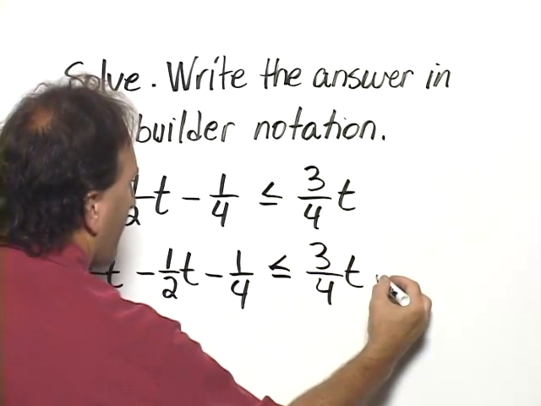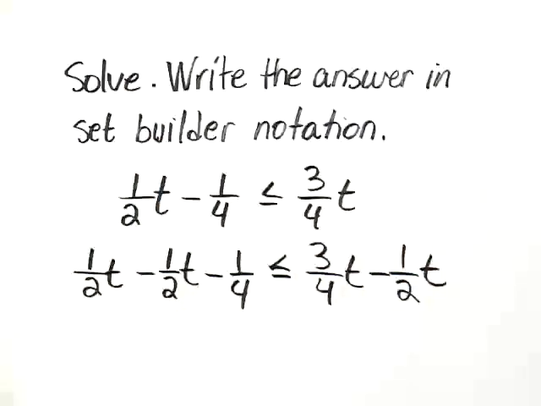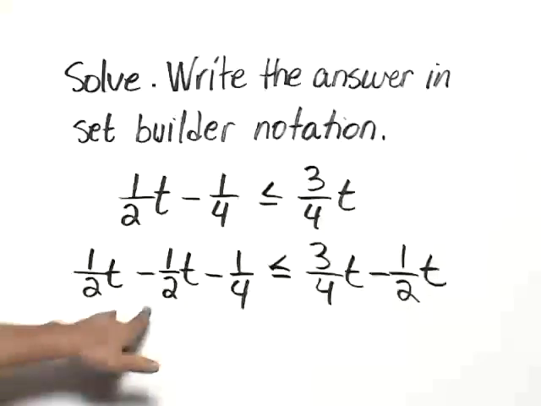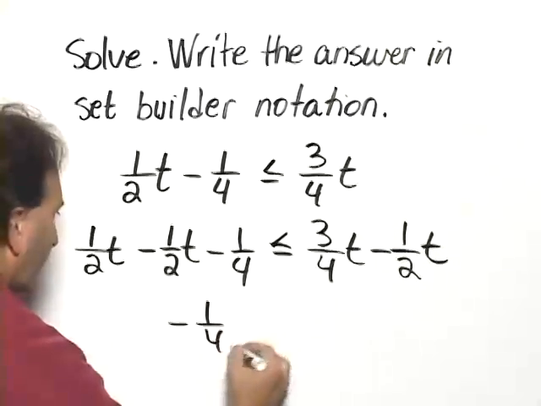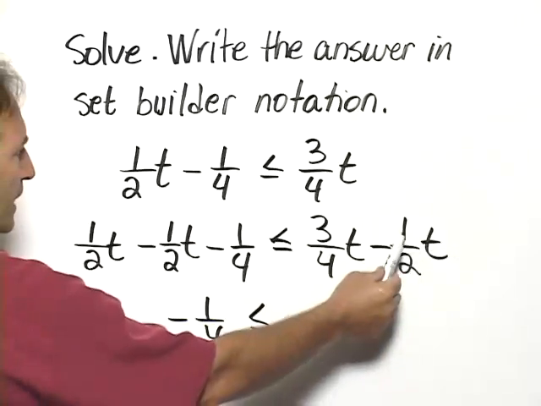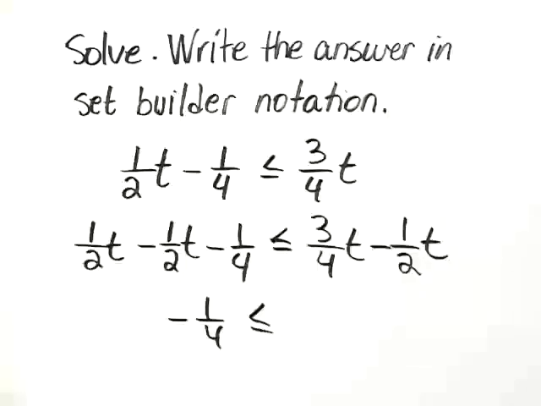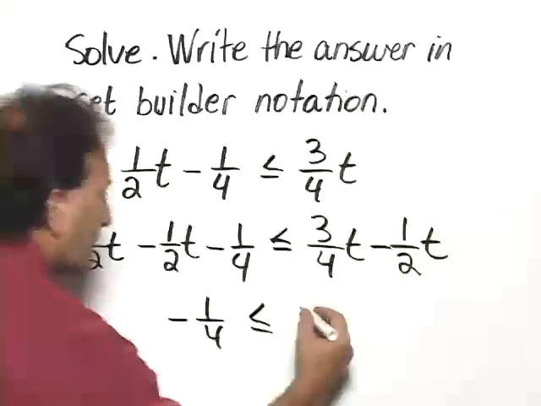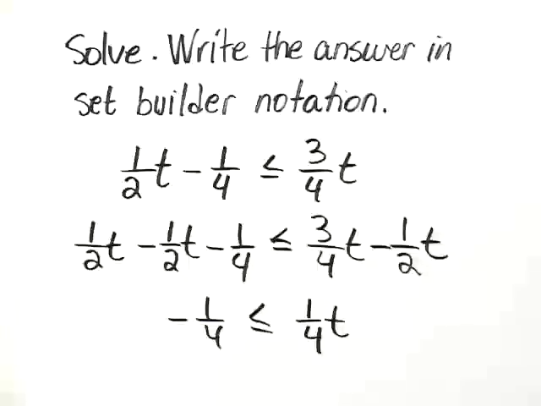3/4 t minus 1/2 t. On the left-hand side, these sum to 0, so we have negative 1/4 is less than or equal to. Of course, here we need to have the same denominator. 1/2 is the same as 2/4. So it's 3/4 t minus 2/4 t gives us 1/4 t.